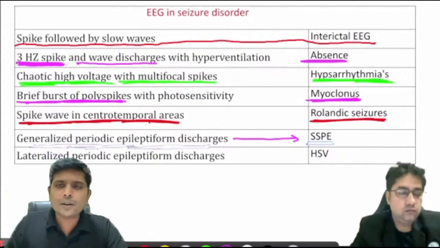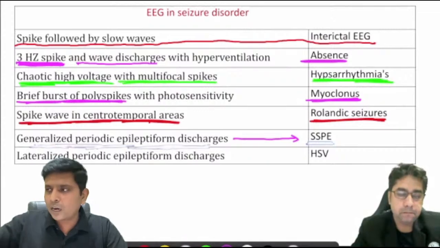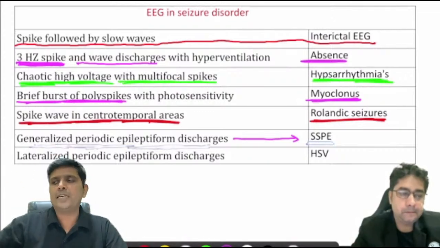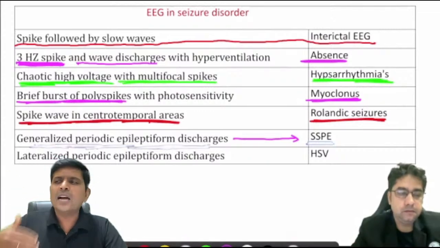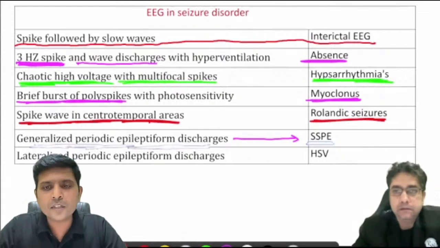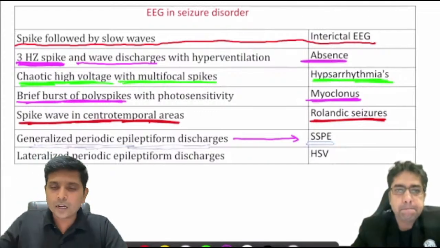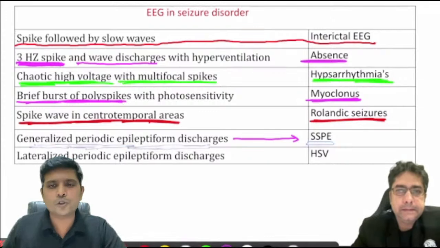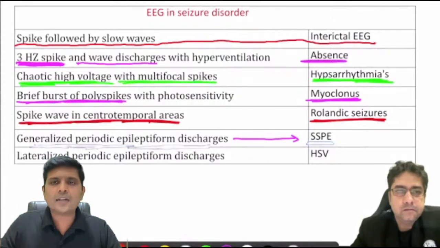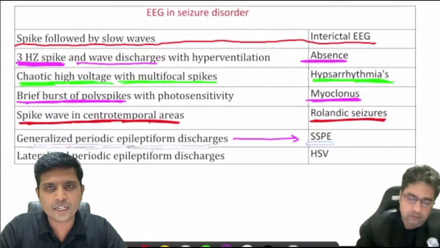You are seeing an 8-year-old boy. Previously, he could see. Previously, he could speak. Previously, he could walk. Now, he lost the ability to see. He lost the ability to hear and is continuously having seizures, not able to walk. Whenever you see this kind of loss of previously acquired milestones, you need to think about neuroregression. One cause for neuroregression is subacute sclerosing panencephalitis.